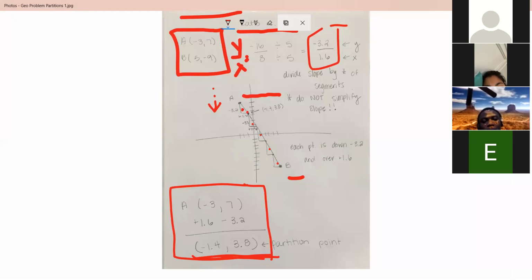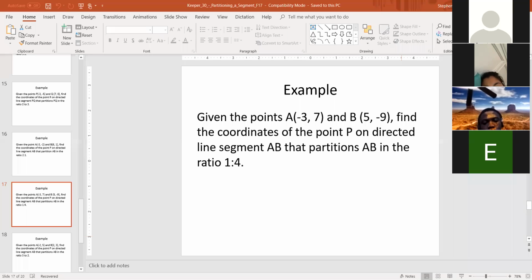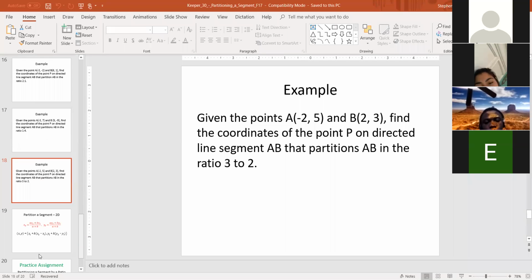All right, let's look at another one that we didn't do as well last time, because I wanted to cover the entire thing. Let's go back to here. Now, this was another funky one because it was really short. Given the points A(-2, 5) and B(2, 3), find the coordinates of point P on the directed line segment AB that partitions AB in the ratio 3-2.